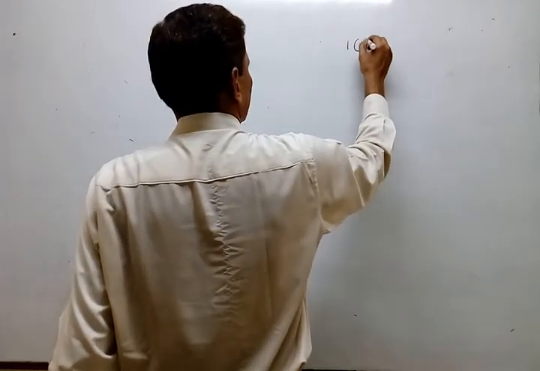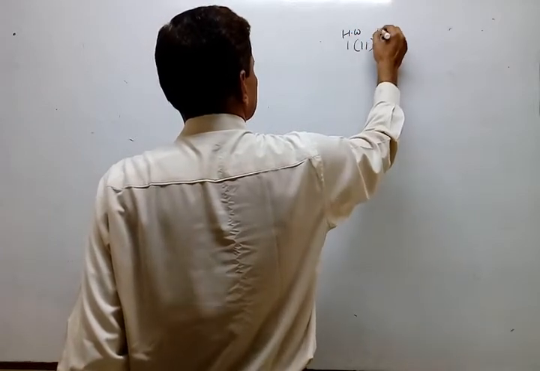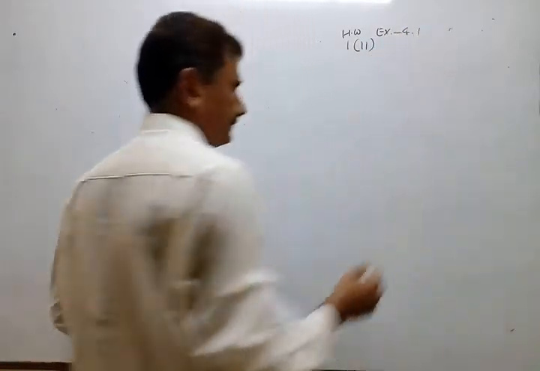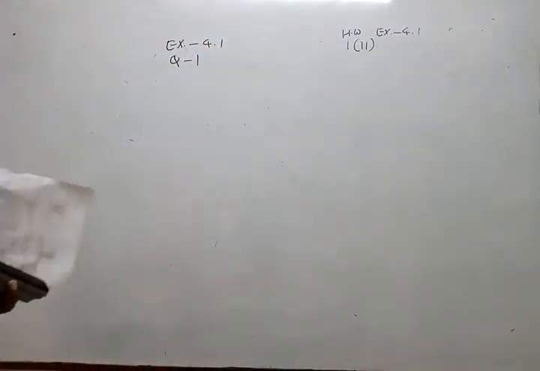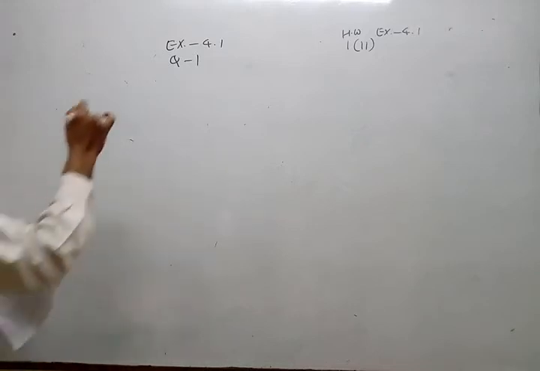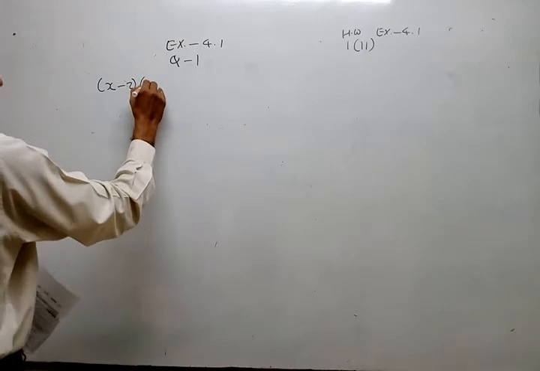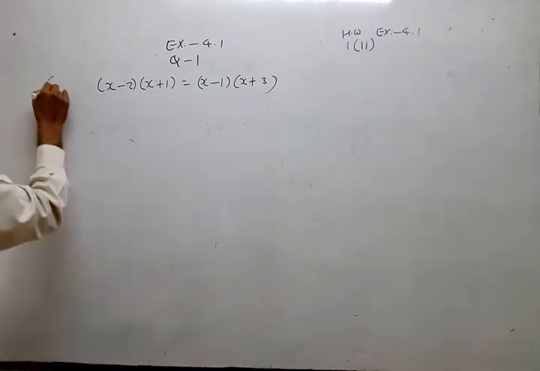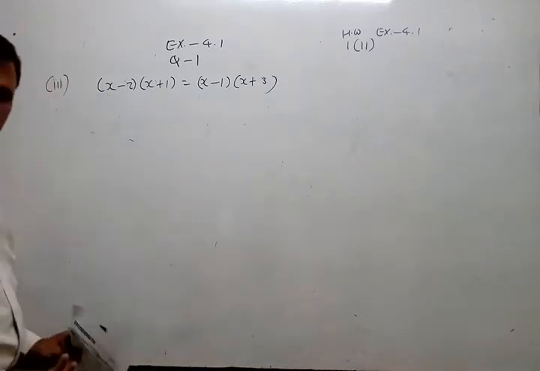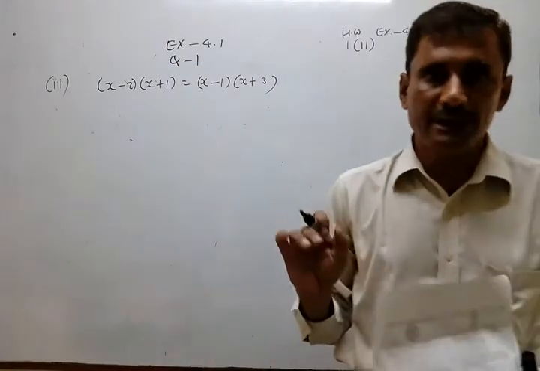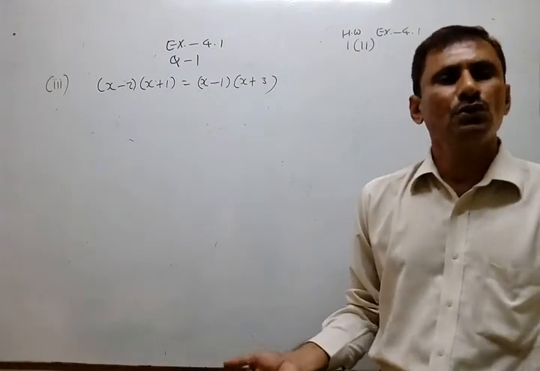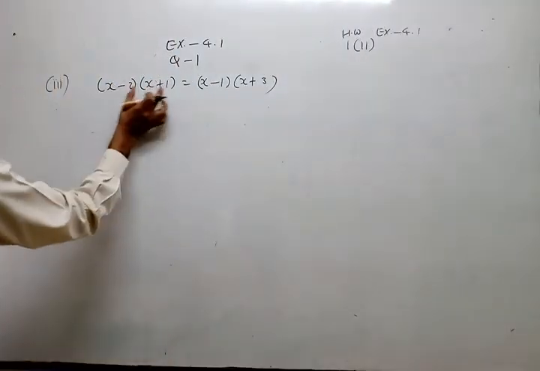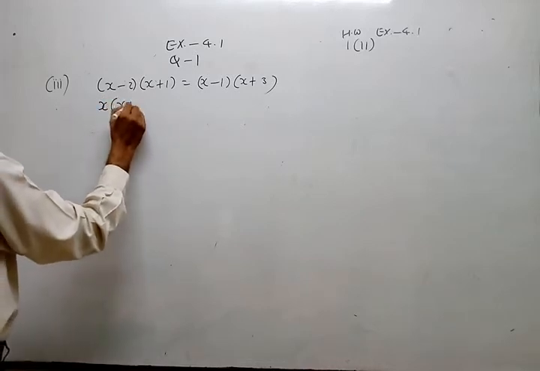Question number 1, second is homework. Okay, from exercise 4.1. Now look at number 3. First, third sub question. What is given here? (x minus 2)(x plus 1) equals (x minus 1)(x plus 3). Okay, this is number 3. Here also multiply, expand. First of all, you have to multiply and expand. Then simplify. Then look, degree is 2 or not. So now, how to multiply two brackets we know. First of all, x with one bracket. So x square. I am just writing the steps.